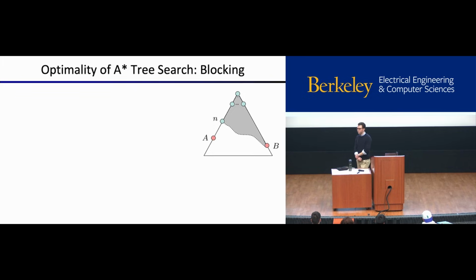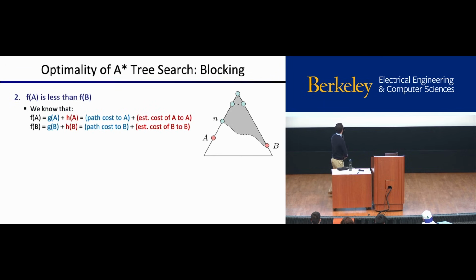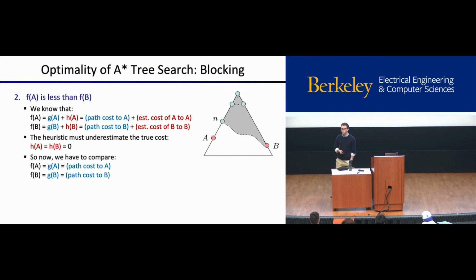Why is that? Well, let's start with the definition of this F-score again. We can put down the F-score for both nodes. A is the path to A plus the heuristic from A. B is the path to B plus the heuristic from B. We can cancel these terms out. Now we can cancel both, because it's A to A and B to B, which are both 0. The estimate has to be admissible, so it's got to be 0 for both of them. So we cancel those out. The red parts go away. And now F just equals G.